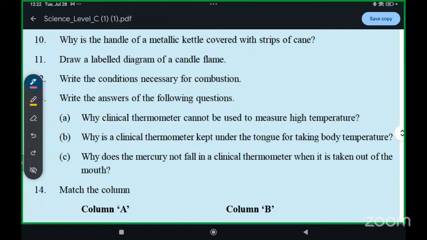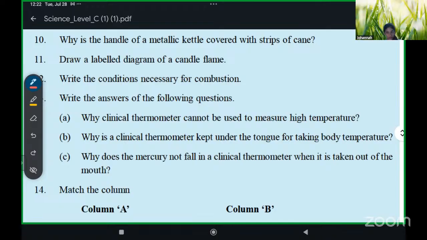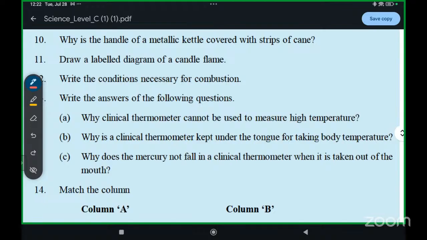Why is the clinical thermometer kept under the tongue for taking body temperature? Anyone? Any one of you? Is it to check how hot your body is? How hot our temperature is? Yes. Some people put it under the tongue or underarms also, I've seen. Okay, because these are the places which radiate heat, and we can place the thermometer in these places and check the body temperature. That gives us an account of the whole body temperature.